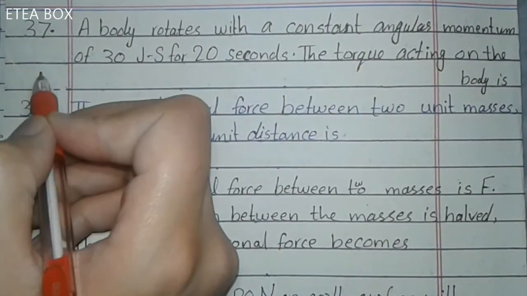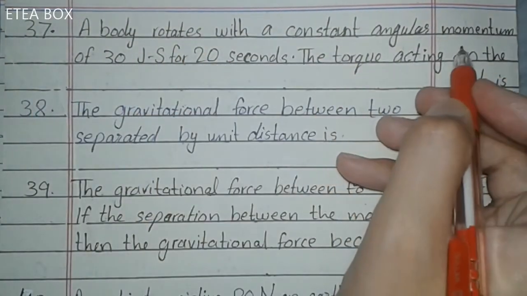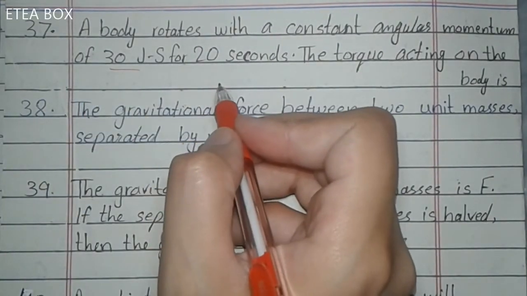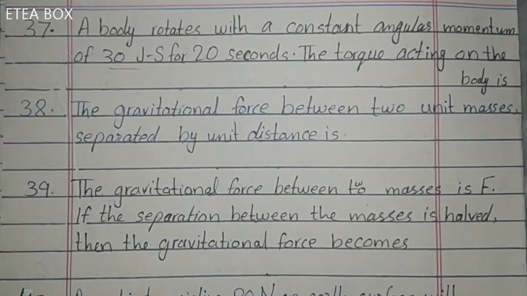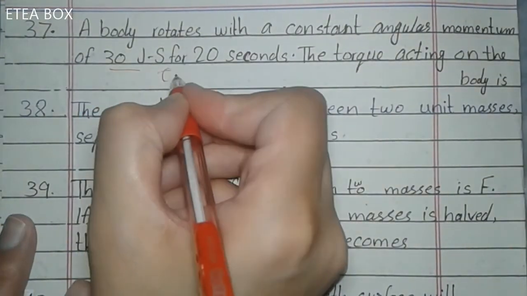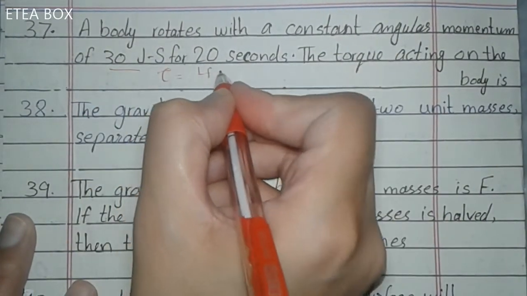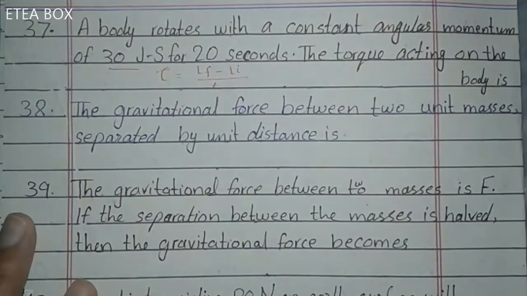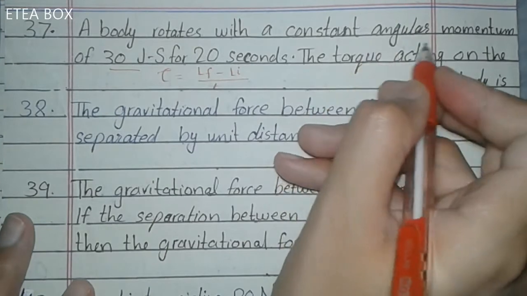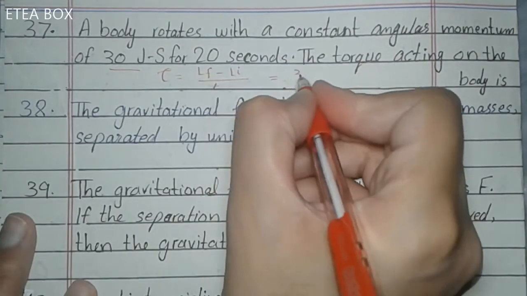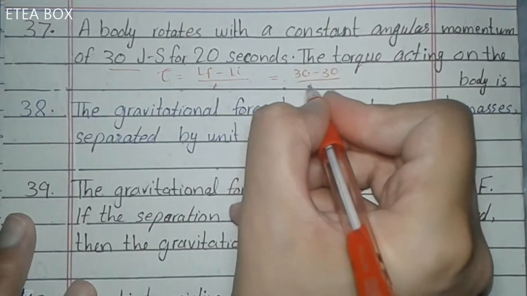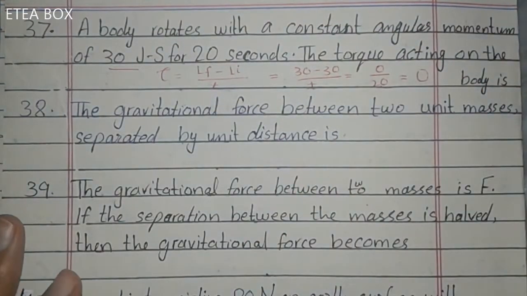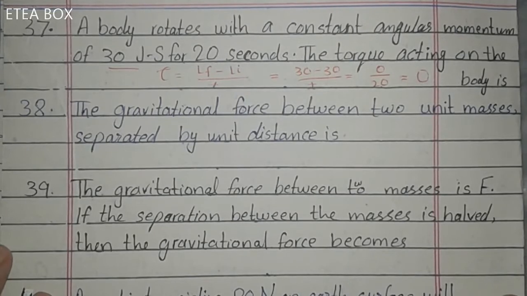MCQs number 37. A body rotates with a constant angular momentum of 30 joules-second for 2 seconds. The torque acting on the body will be? Now we know that torque is equal to final angular momentum minus initial angular momentum divided by time. Here the angular momentum is constant. So (30 minus 30) divided by time is equal to 0 divided by 2, so it will give 0 torque. The answer is 0 torque, 0 Newton meter.